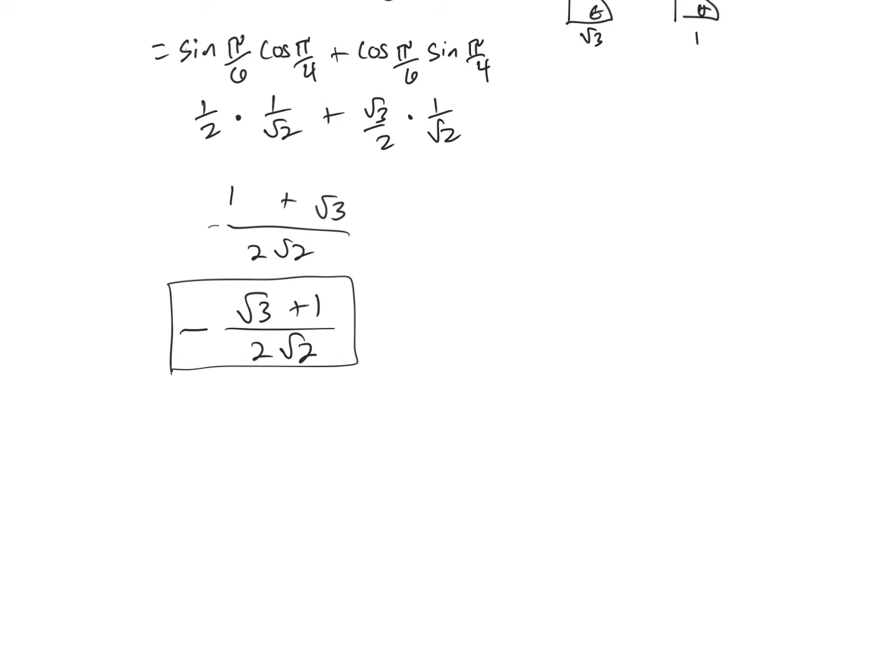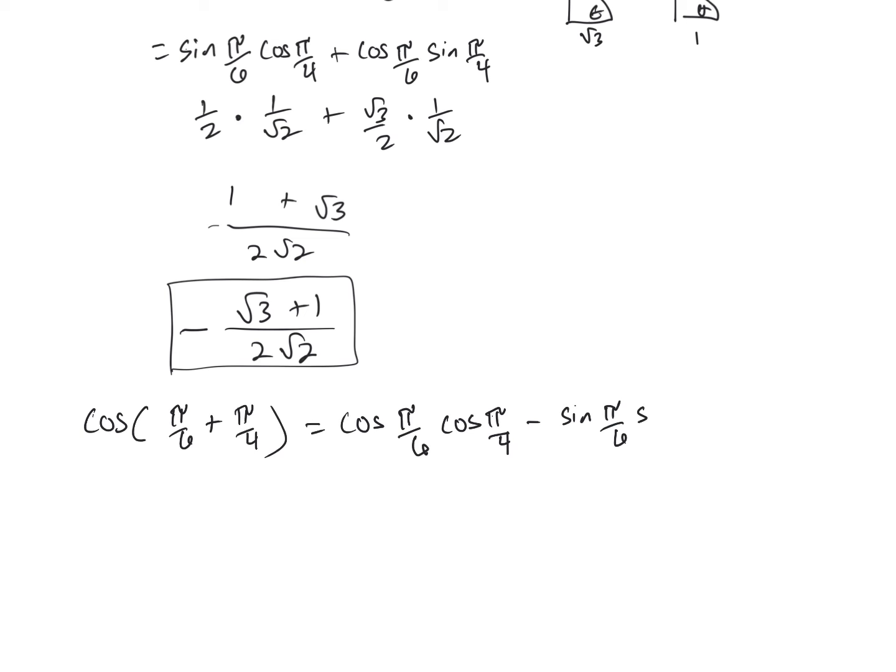Let's do cosine. So my cosine of pi over 6 plus pi over 4 is, the formula is cosine of pi over 6 times cosine of pi over 4 minus sine of pi over 6 times sine of pi over 4.